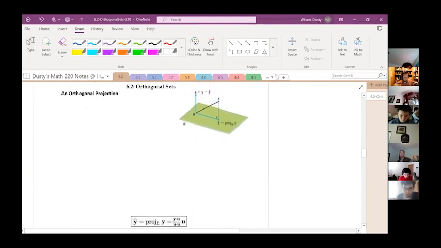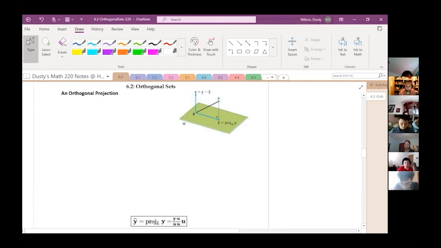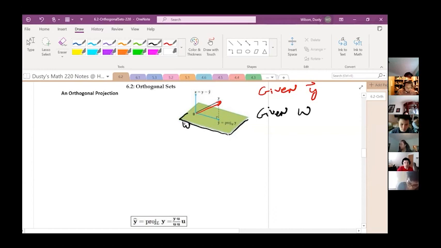This idea of an orthogonal projection gets hit in Calc 3. I think it comes up in physics and engineering a whole bunch. And it shows up here again in linear algebra. So imagine that you're given a vector y, this y vector. I'm also given the space W. And my question is, how much of y is within W?